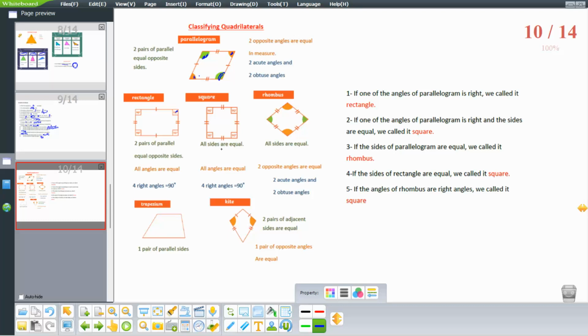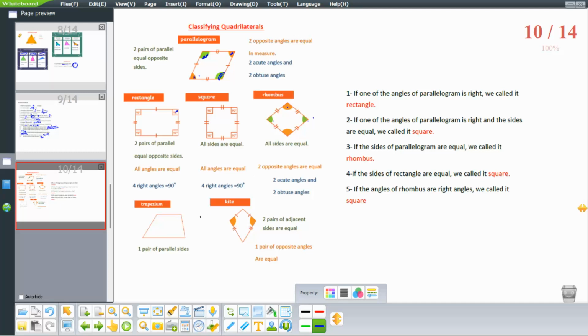Okay. Now the parallelogram has 4 equal sides only without right angles. So it will be rhombus. Why? Because again each two opposite angles are equal and we don't have here any right angle, and all sides are equal. Okay, it has 2 acute angles and 2 obtuse angles.